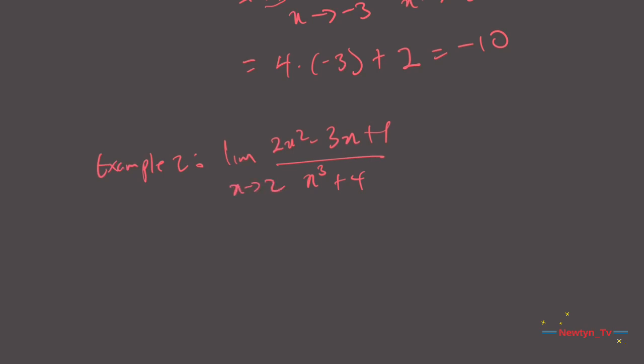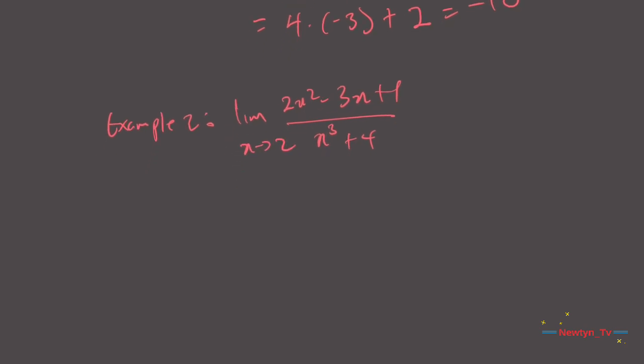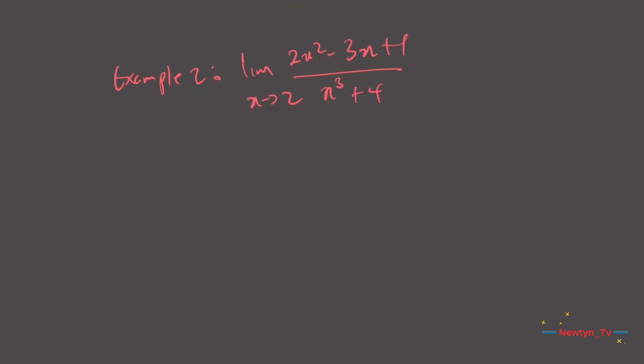To find this limit, we need to apply the limit laws several times. Again, we need to keep in mind that as we rewrite the limit in terms of other limits, each new limit must exist for the limit law to be applied. So it's a very simple condition.